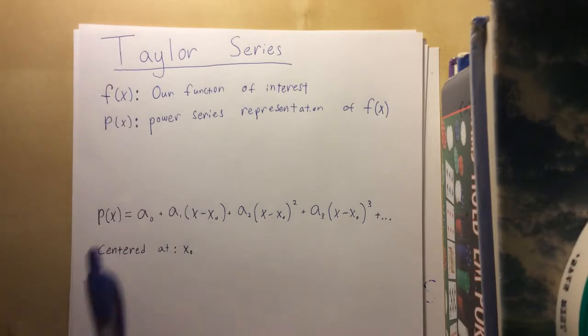f of x, which is our function of interest. It's our function that we want to create a Taylor series for. And p of x is going to be our power series representation of f of x, and it's going to turn into our Taylor series.